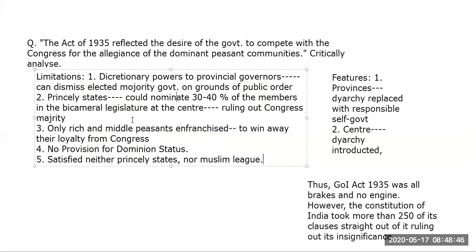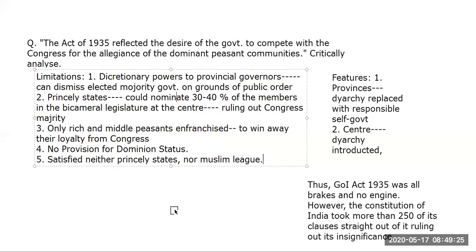Obviously, the Congress was utterly dissatisfied with the act, but the other factions like the Muslim League and princely states were also dissatisfied with the act. The Muslim League was fearful of a very strong center that would at the end of the day result in the dominance of the Hindu majority Congress. On the other hand, the princely states were quite happy to maintain the status quo, and were not ready to accept an act with a clause of federation whose future was very uncertain and undefined.